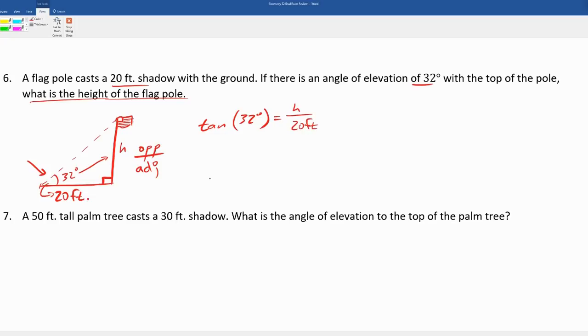Now, we have to isolate our variable, which is h, for the height. Let's go ahead and get rid of that dividing 20 feet. That's the inverse of dividing by 20 feet, multiply by 20 feet. But remember, what you do to one side, you have to do to the other. So you're going to have, and I'll go ahead and write this all out for you guys, 20 feet times the tangent of 32 degrees equals h. You can use the symmetric property. So h equals 20 times tangent of 32 degrees.